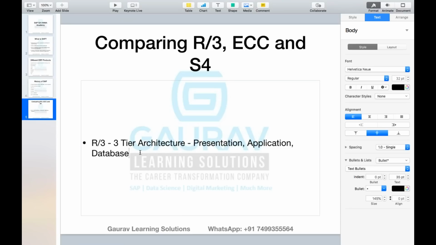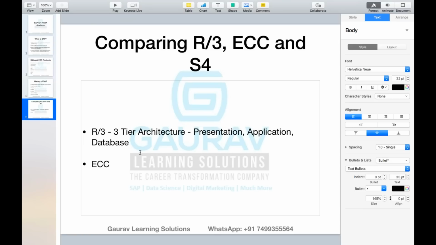In order to make improvements, SAP came up with ECC. In ECC, R3 is definitely there. It is an improved version of R3. Apart from the 3-tier architecture, a lot of new functionalities were added. What are those new functionalities? Some new modules were added, and in addition to the new modules, some simplifications from an accounting point of view.